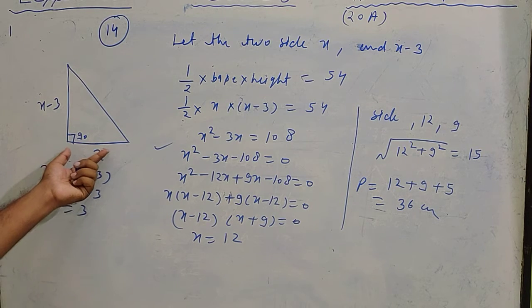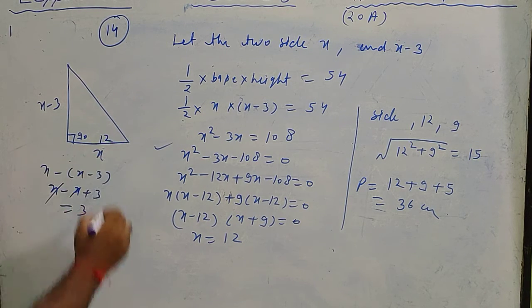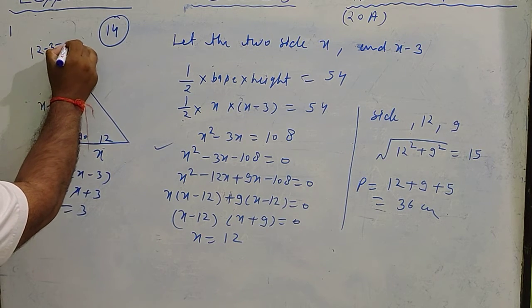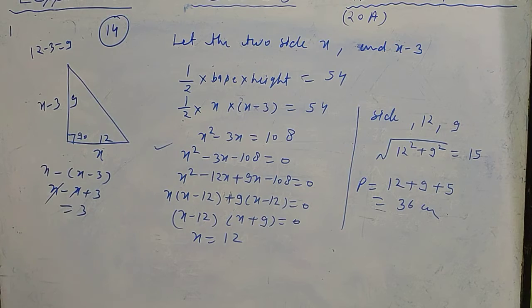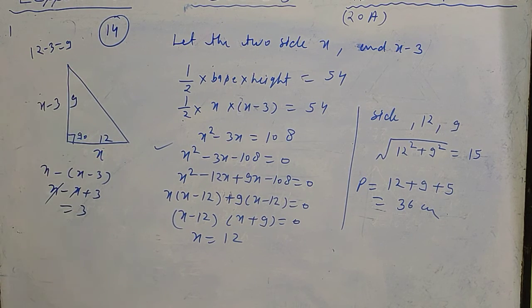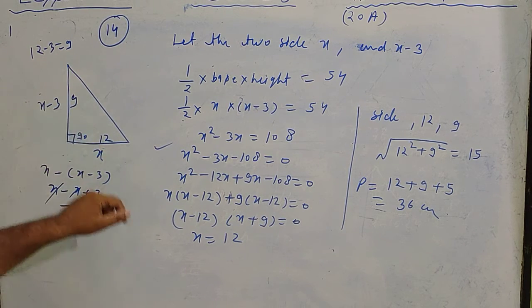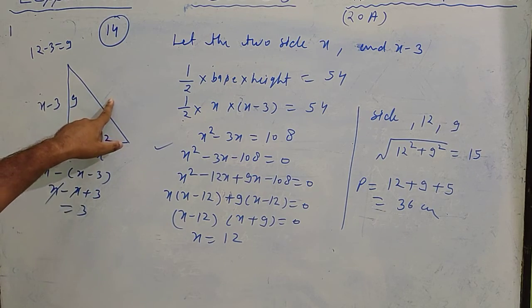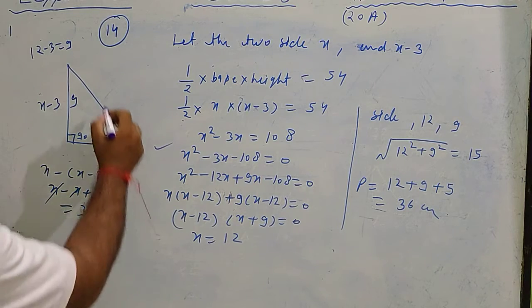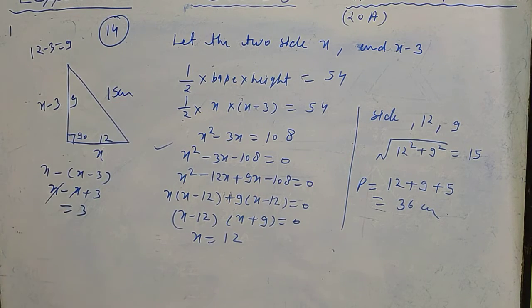Okay, so the base will be 12, means this side will be 12, and this is x minus 3, means 12 minus 3 is equal to 9, means this side will be 9. This is 12 and this is 9 when we put the value of x. Now the third side we can find by Pythagoras theorem, means 12 square plus 9 square is equal to hypotenuse square. 12 square plus 9 square, so we get 15, means the hypotenuse will be 15 centimeter.